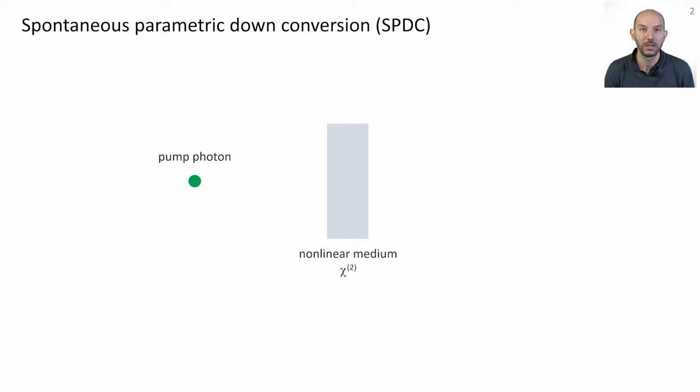The central element here is a nonlinear optical medium, typically some crystal, which has to have a second order nonlinearity, here denoted by the chi2. For spontaneous parametric down conversion, we send photons into these nonlinear crystals, and we will call these photons pump photons. Then due to the nonlinearity, these photons can decay into pairs of photons, just as in this little animation.